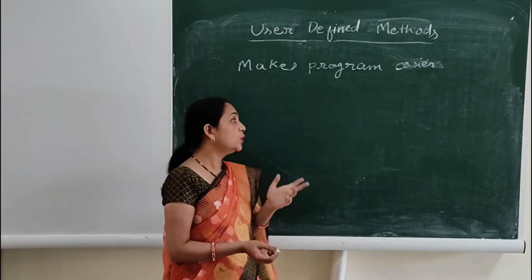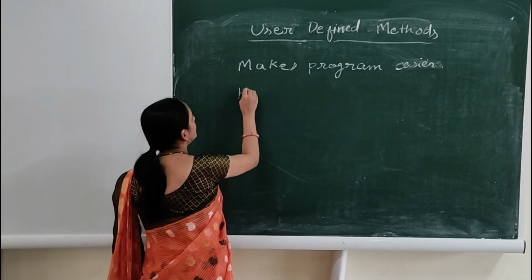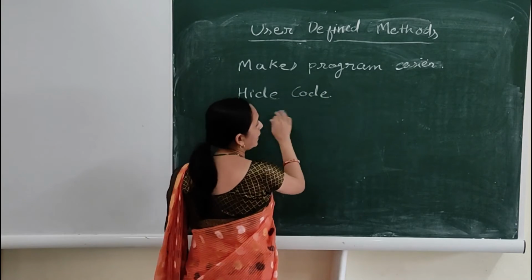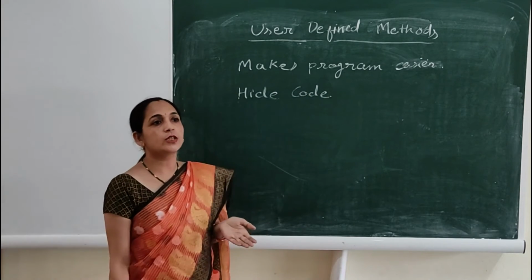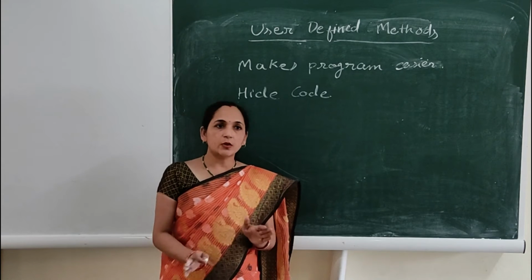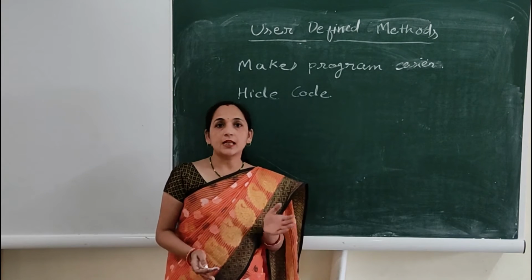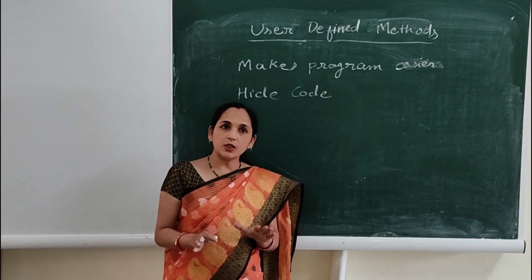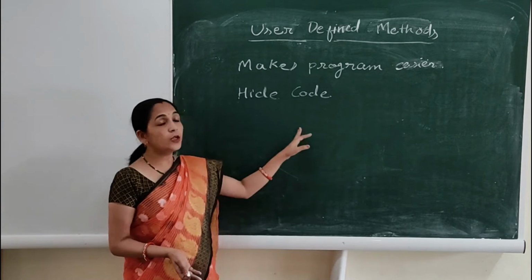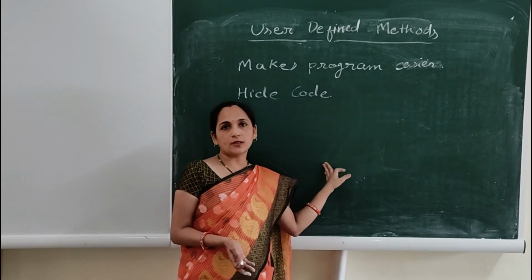Now the second thing: you can use a function to hide code. In the predefined functions from previous classes, like the square root function and power function, you don't know their coding because they are predefined. In the same way, if you want to hide code, you can create your own function. This hiding of code is also known as a black box.